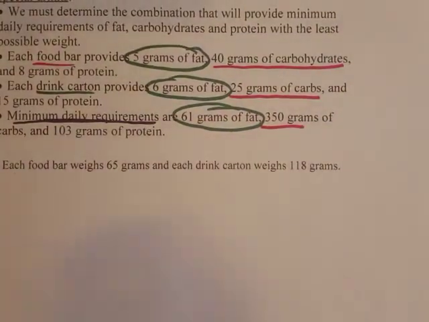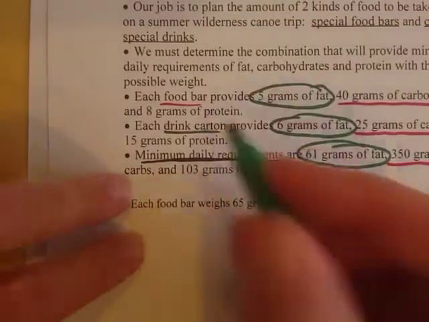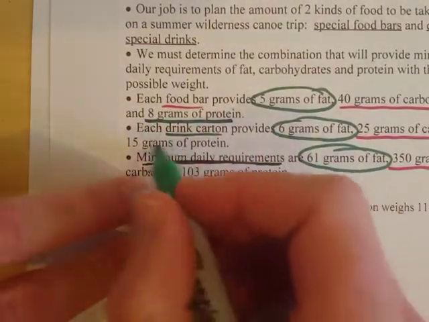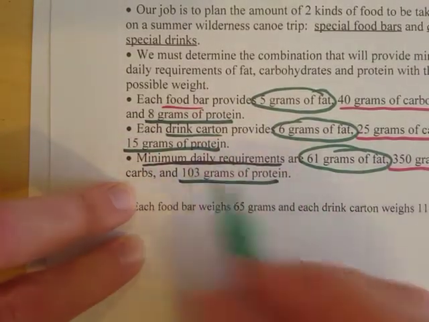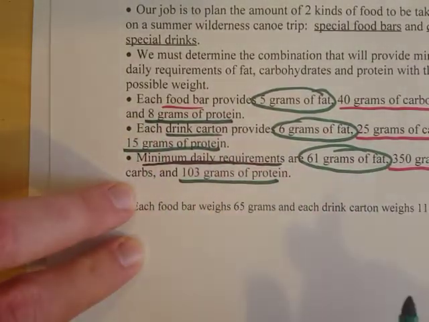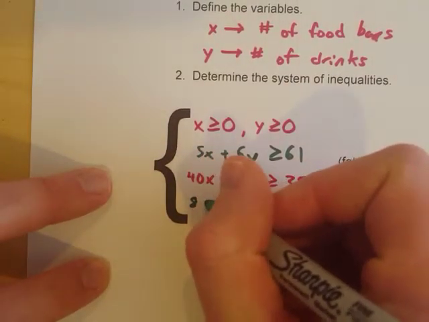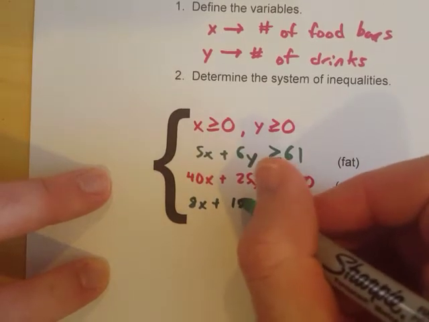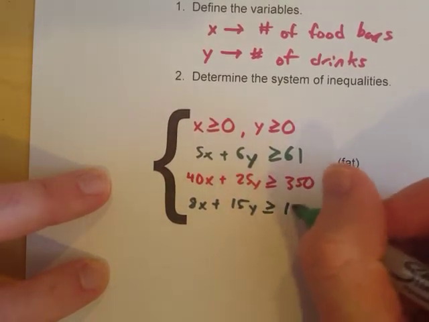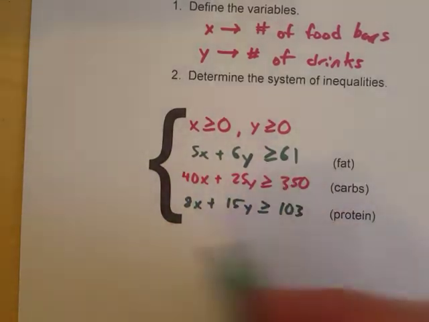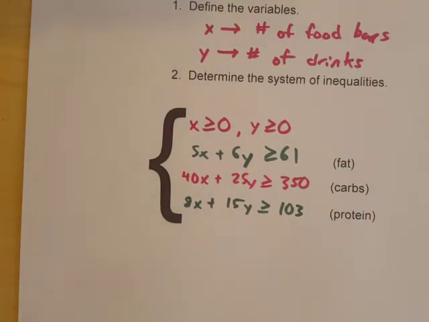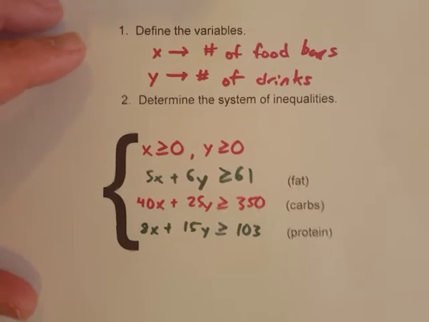Last one is the protein. Protein is going to be, it's down here looks like, so we've got protein, protein, and protein. So we've got 8, 15, and 103. All right, so that'll be our last piece here. 8x plus 15y needs to be greater than or equal to 103 grams. And so this inequality will allow us to get a graph that shows us what we absolutely have to have in order to stay alive on this trip.